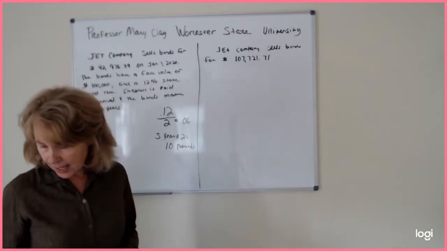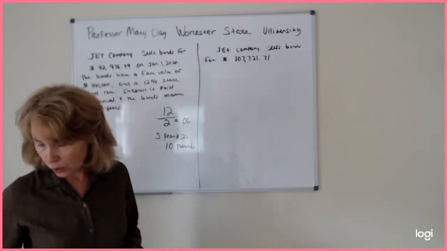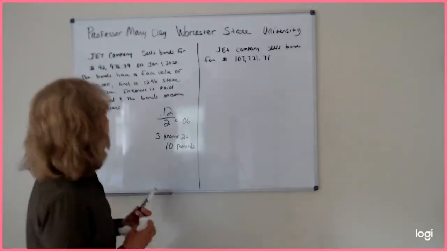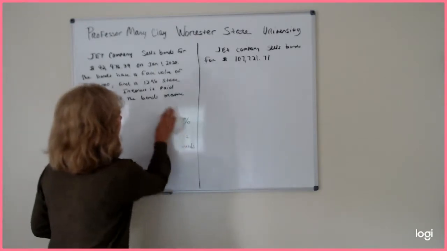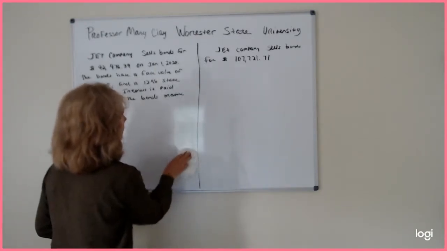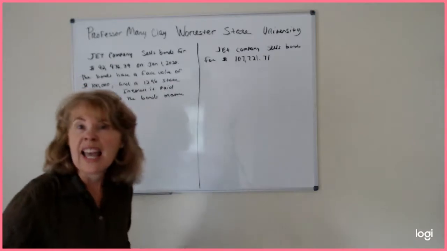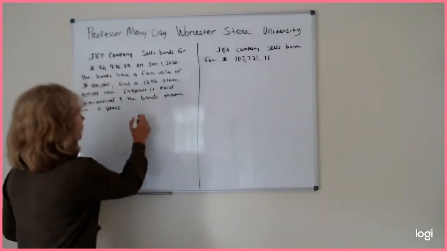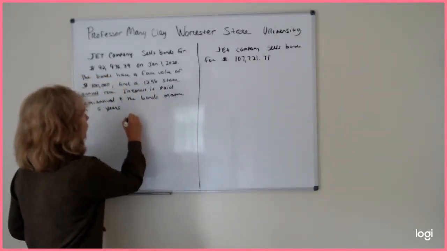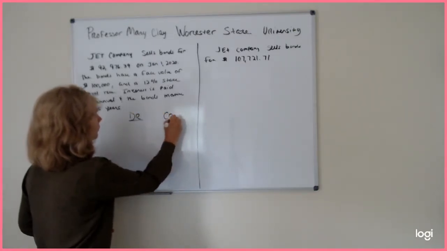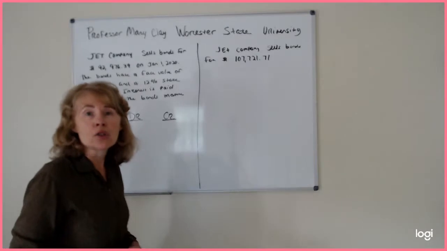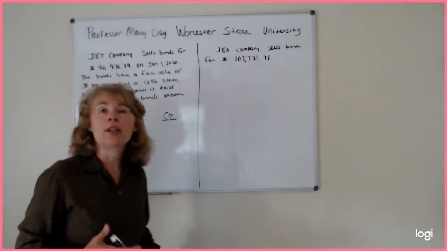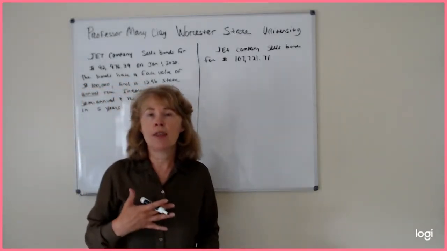Okay, next thing that I'm going to look at is, I'm going to erase. I have a lot of notes on this one. All right, so now we're going to do the journal entry. Okay. All right, so this journal entry is when you first issue the bond.